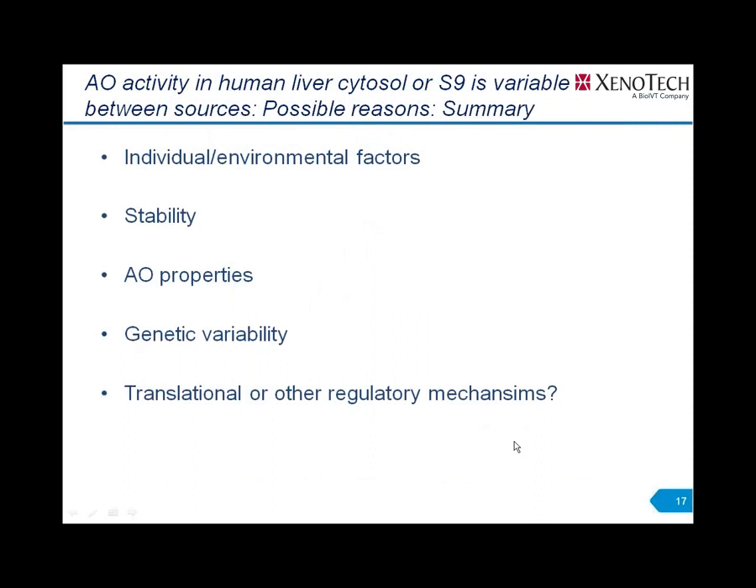So just to summarize the possible reasons for variability, obviously you have individual and possibly even environmental factors, the stability of the aldehyde oxidase, the particular issues associated with the enzyme itself, as I mentioned, the molybdenum cofactor incorporation, and then genetic variability. A number of single nucleotide polymorphisms have been described, and then other mechanisms that we don't understand yet. So there's a lot of work yet to be done here.